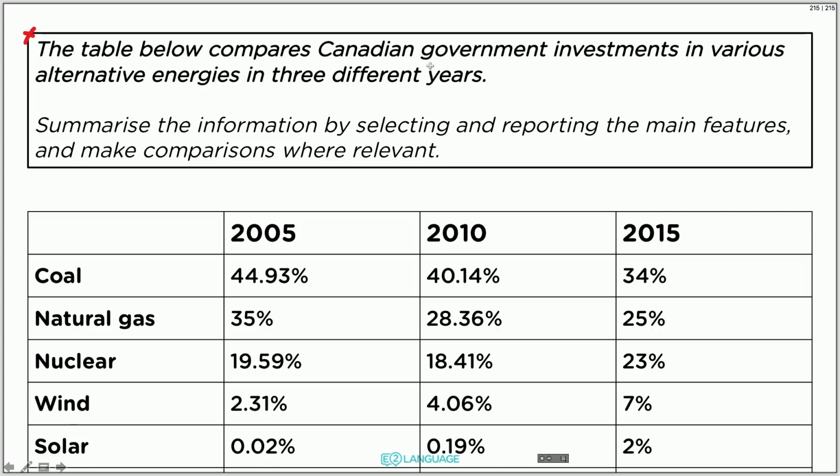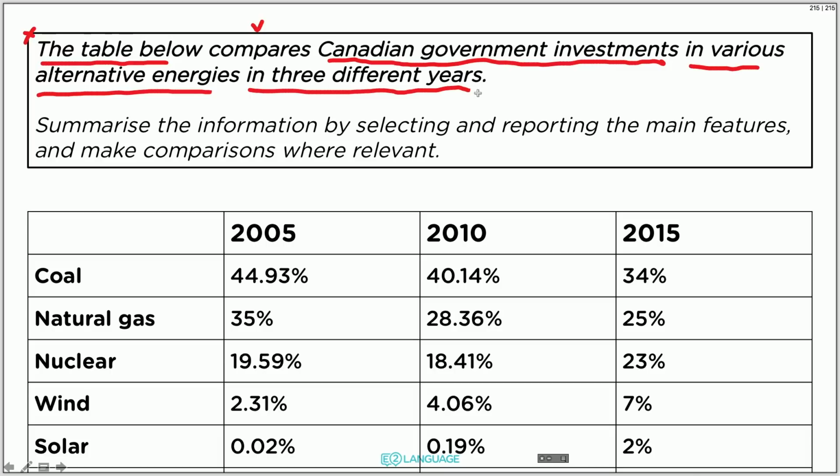Let's read it again. Let's break it up because it's a bit complicated. The table below, fine. Here's your verb, compares. That's what it does. Canadian government investments in various alternative energies in 3 different years. They're the 3 chunks that you should be reading. The table below compares. That's what it does. Canadian government investments in various alternative energies in 3 different years.